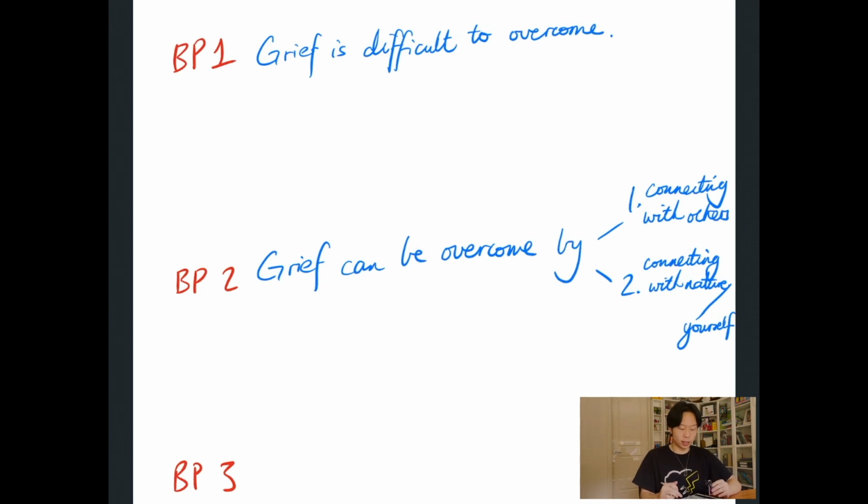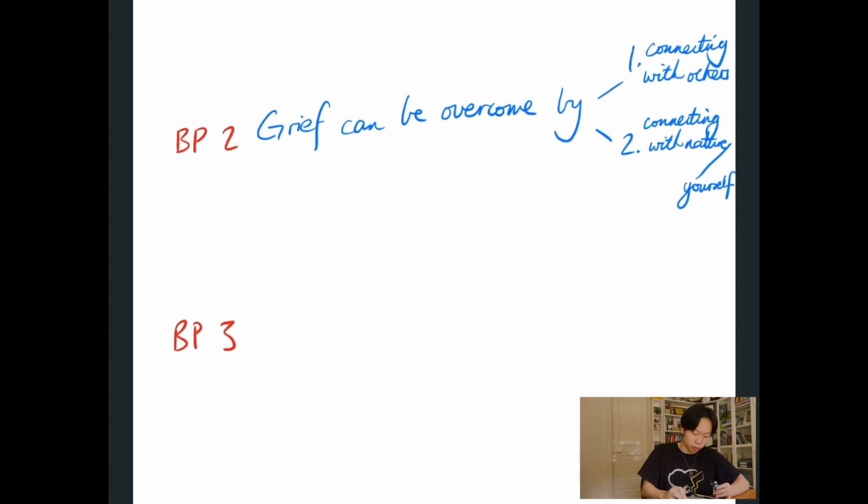Alright, and I don't think it's too hard to guess what's next. So we've set the scene. Grief is difficult. This is how you overcome it. And then the final body paragraph is the benefits of overcoming grief. So through overcoming grief, you achieve many benefits.